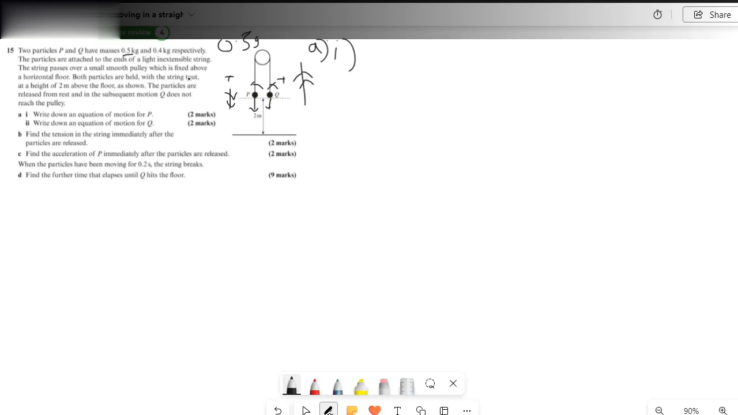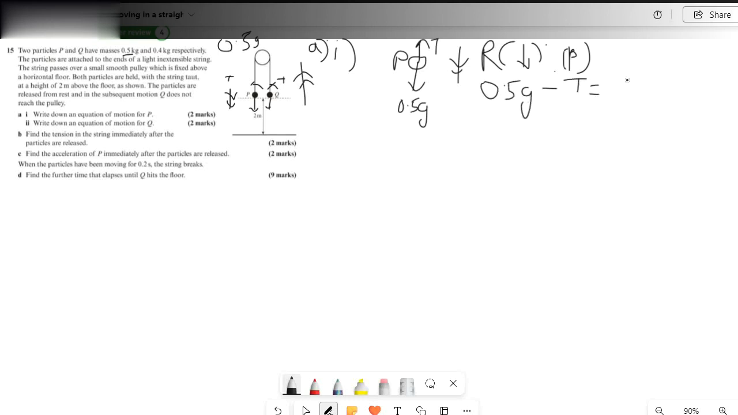And so we have to find an equation of motion for P. If this is P, this is 0.5g, and this is the tension T for P. And because the acceleration will be downwards as explained previously, resolving downwards for P, we can say that 0.5g, or its weight, subtracted by T, equals mass times acceleration, which is 0.5a, and this is equation 1.